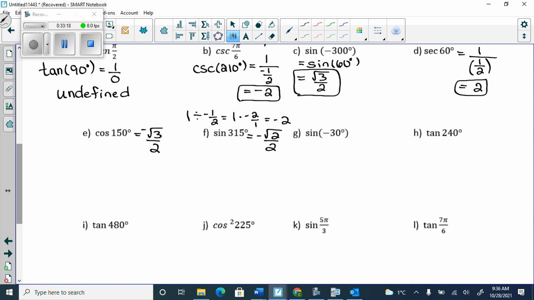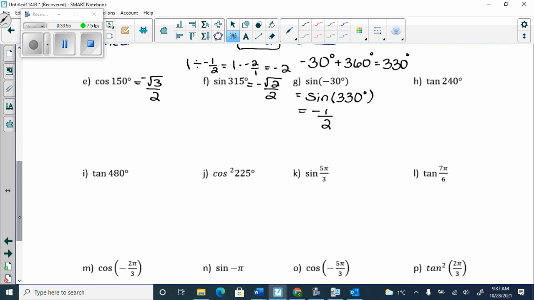Sine of negative 30. What's its best friend? 330. Because we can go negative 30 degrees plus 360 gives me 330. So this is the same as sine 330. They're not having nearly the fun you guys are. No. Don't let that screaming and excitement make you feel like they're having more fun. They're not. Okay, sine of 330 is negative 1/2. Okay, you guys are going to try these.